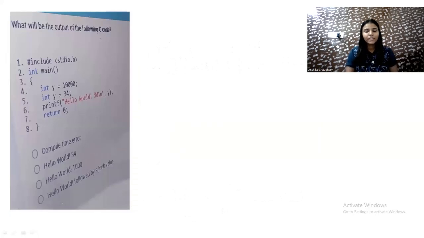The next question is, what will be the output of the following code? Here we are assigning 10,000 to an integer y. Now again in this line we are assigning 34 to y. So this will give an error because we can't assign two times. There is a rule in C language that we cannot reassign the value to a variable. Here we have already assigned 10,000 to y, and now we are again trying to assign 34 to y. So this will give an error, and the compile time error will be given by this code.